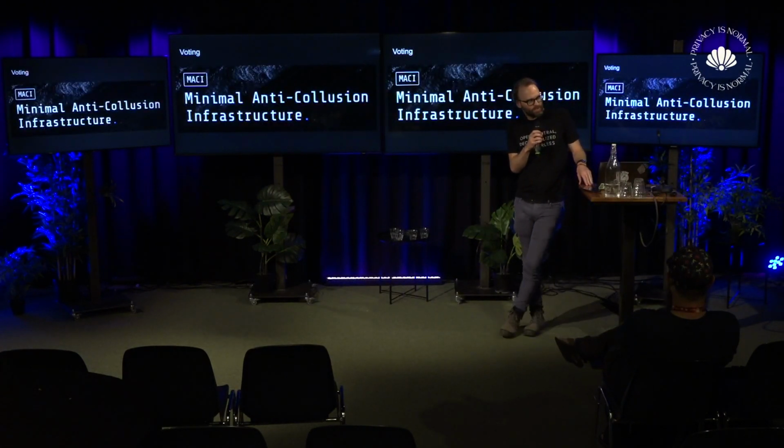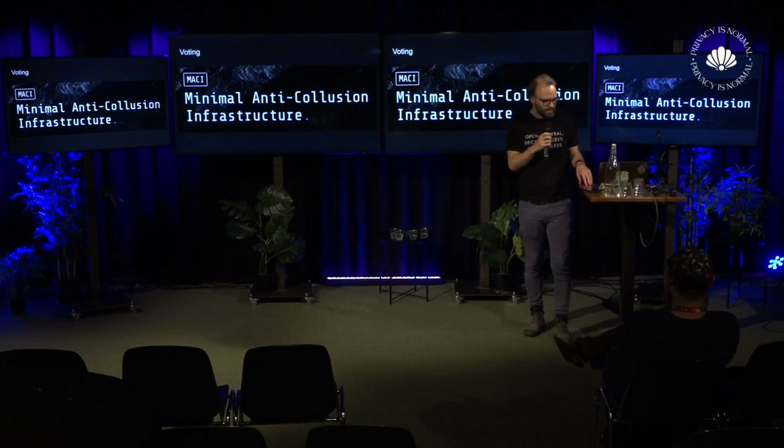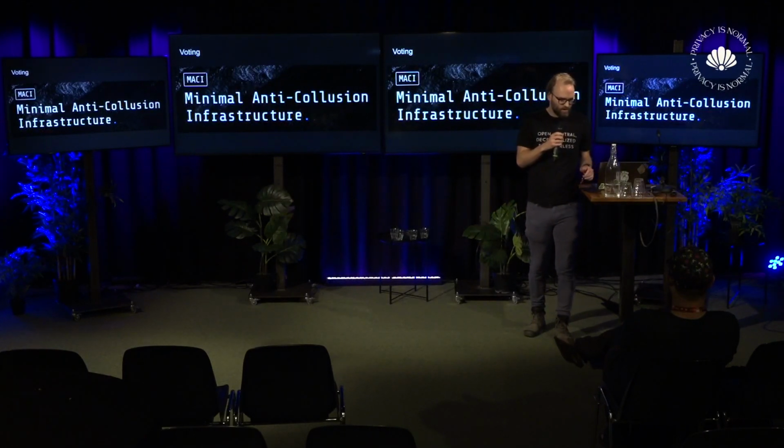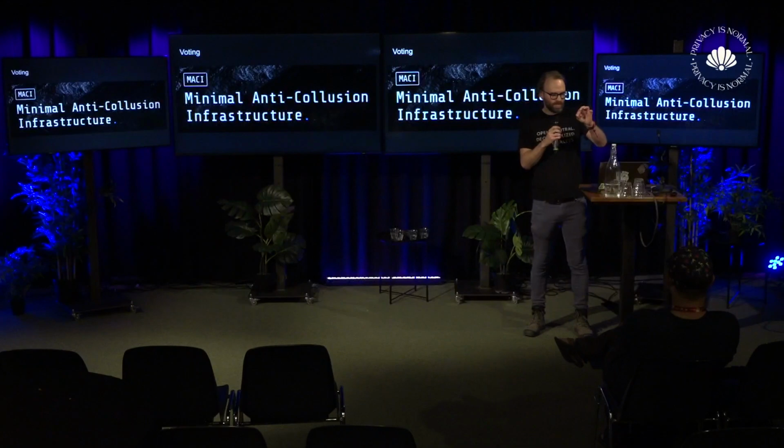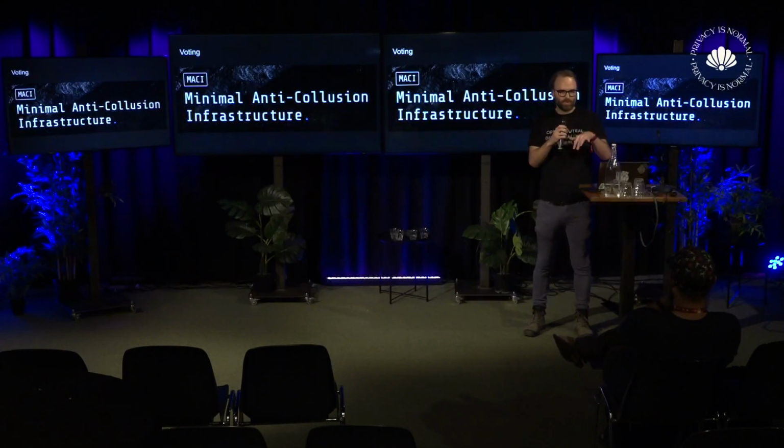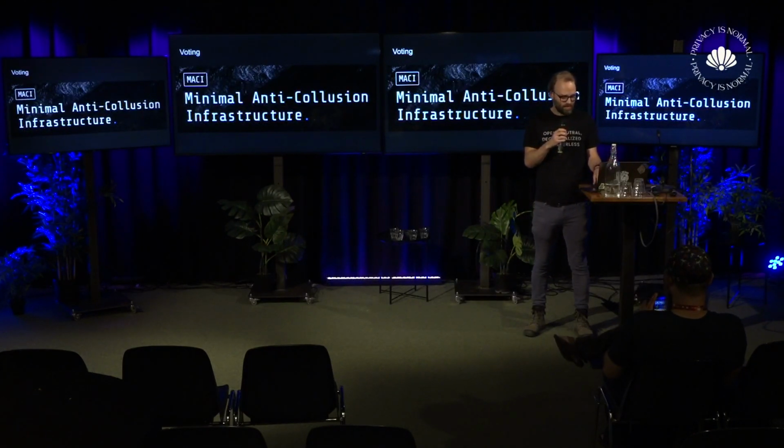For voting, you can use Macy. And then you can use those reputation tokens to weight the votes. And you can also do quadratic voting within that. This is obviously all private.